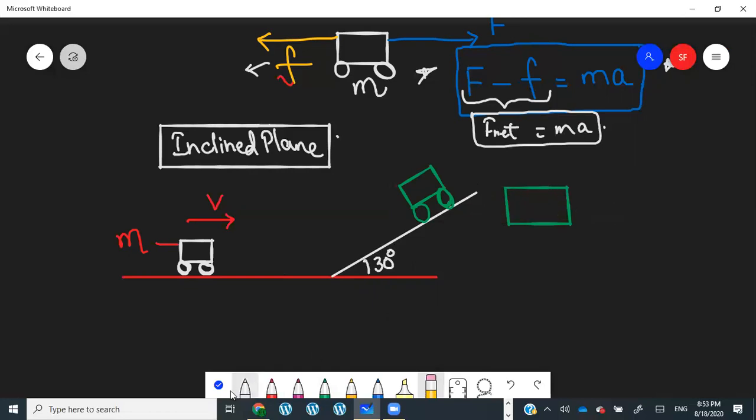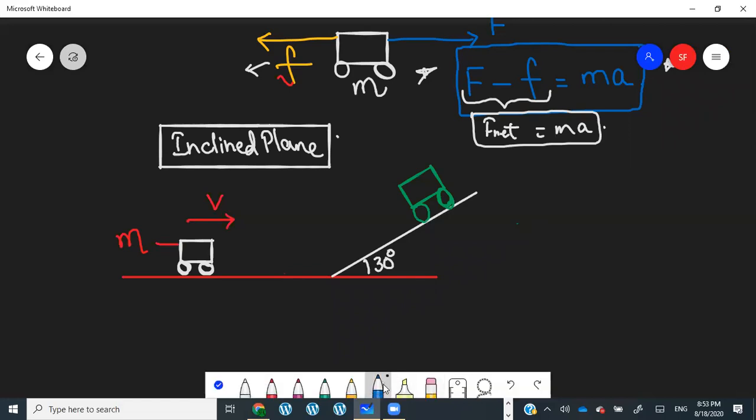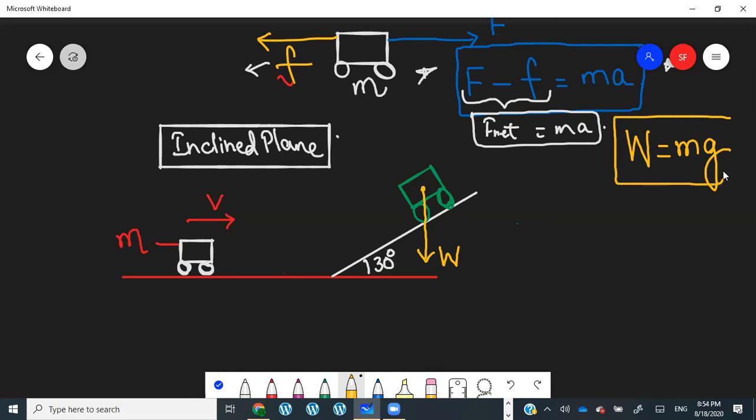Let's see. So basically, let's identify all the forces acting on this body. When I ask you all the forces, that means all of them. Not even a single one should be left. So the very first force that is acting on it is the weight force downwards, W. By the way, W, the weight of a body, is equal to mg. Right? This is what you know from Newton's second law as well.